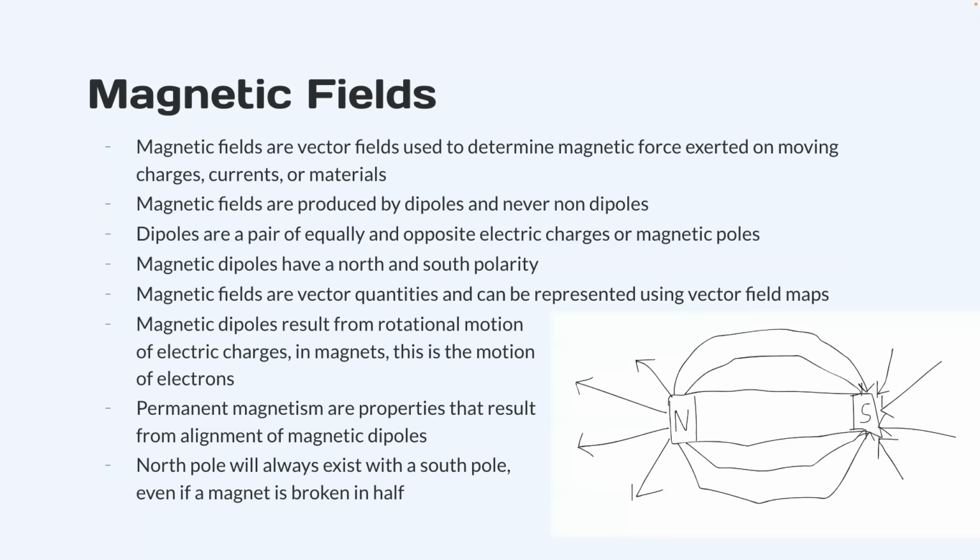Magnetic fields are vectors, and you can use vector field maps to represent them. And magnetic dipoles result from rotational motion of electric charges in magnets, but just electron motion. Permanent magnetism is a property that results from alignment of magnetic dipoles. A north pole will always exist with the south pole. So even if you break the magnet in half, there will still be a north and south pole in both of those.